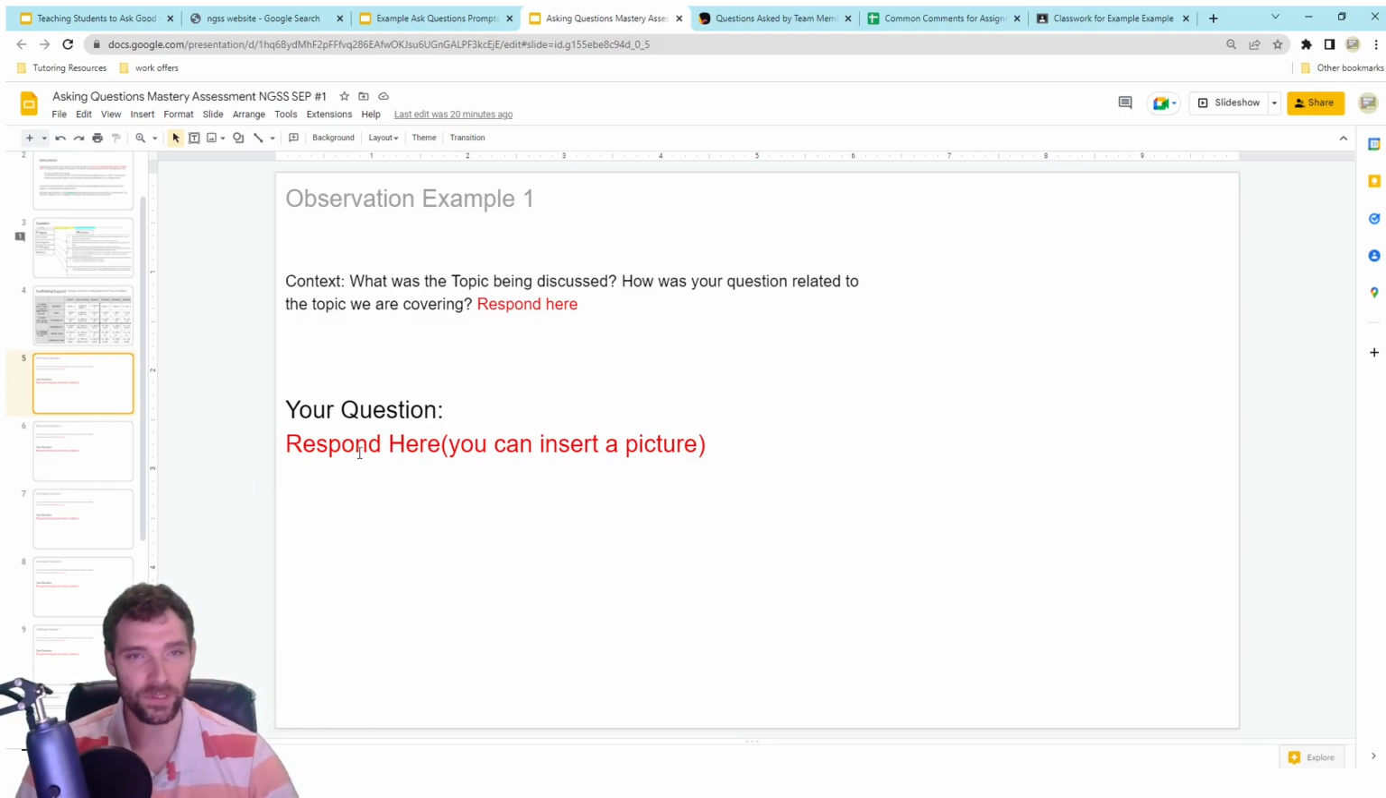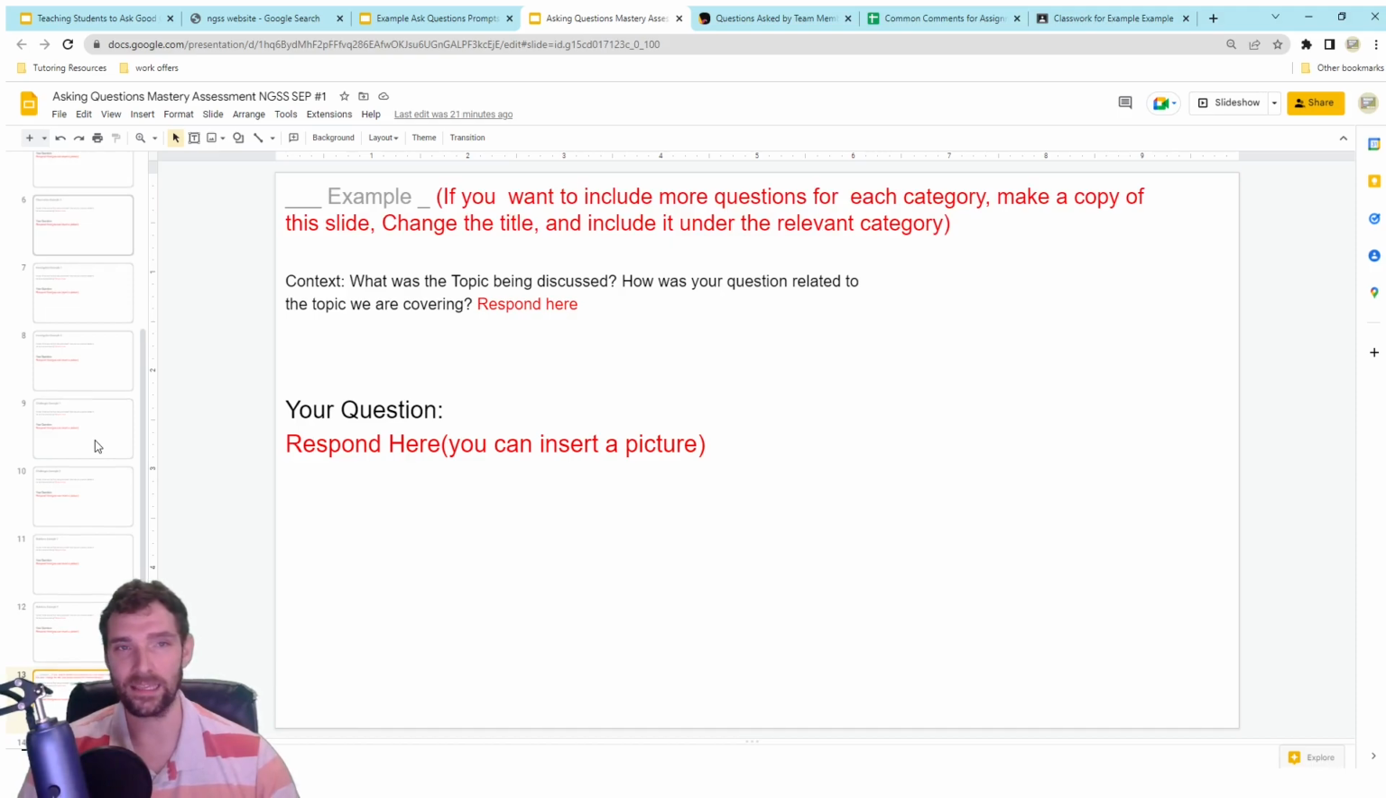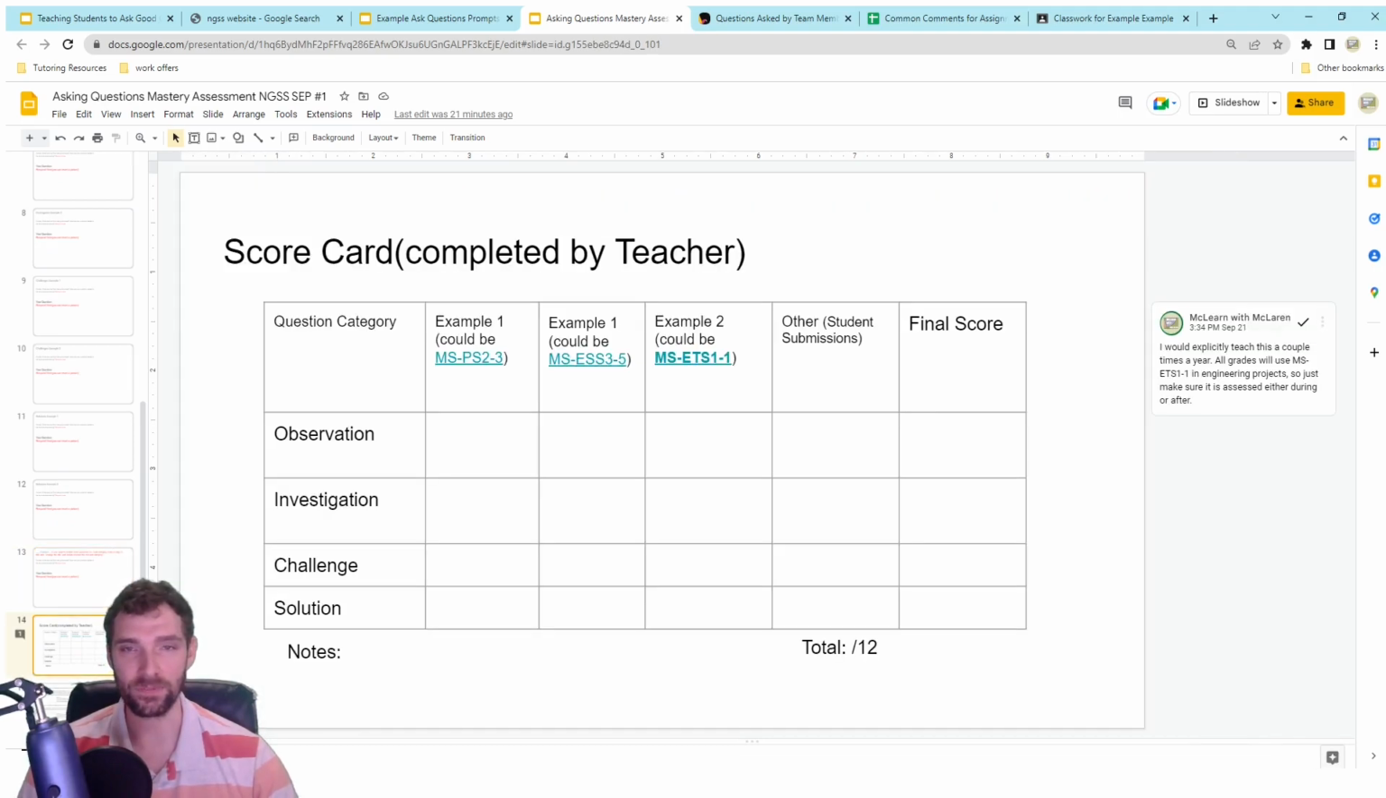And so they're going to put the question on there, just give you a little context so you know what they're talking about. And they're going to need 2 examples for each category. So they're going to need 2 observation questions, 2 investigation questions, 2 challenge questions, and 2 solution questions. And if they want to include more, I gave them an extra slide so they could make more copies, and then a little space for you to do scoring on here.